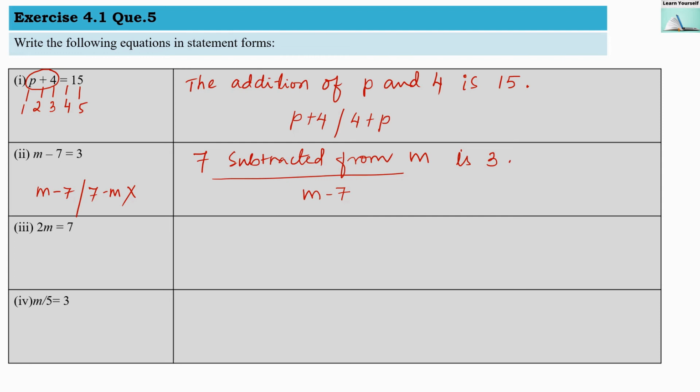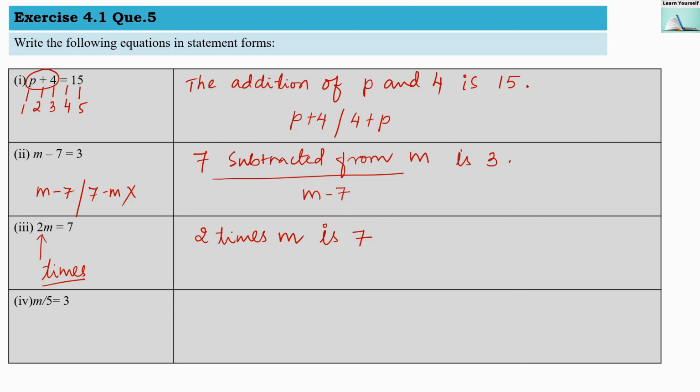Third, 2m equals to 7. Whenever there is a multiplication, we write either multiplication or times. So here I am going to write times. So this word I am going to use to indicate the multiplication. So it is 2 multiplied by m. So I am going to write here 2 times m is 7. 2 times m means 2 is multiplied by m is 7.